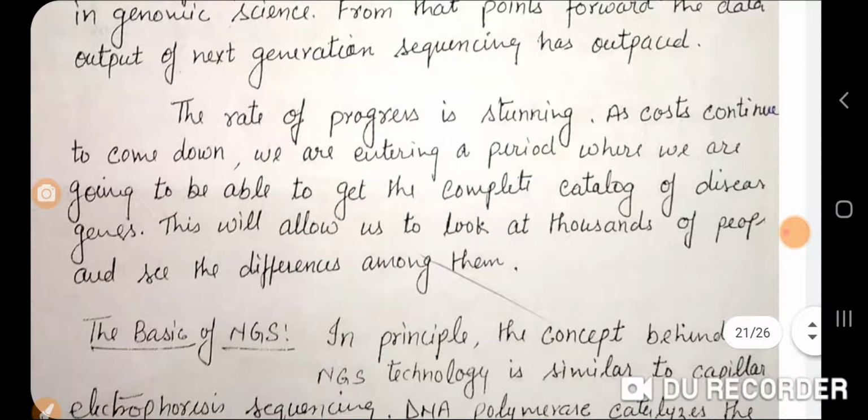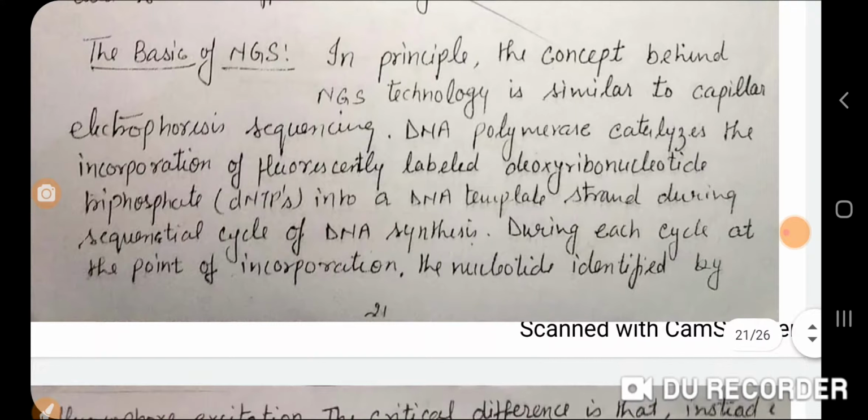So it is mentioned here, the rate of progress is stunning. As cost continues to come down, we are entering a period where we are going to be able to get the complete catalog of disease genes. This will allow us to look at thousands of people and see the differences among them. Like the US or some developed countries, they are talking about personalized medicine. We are not talking about it as of now, but with the advancement of NGS technology, one day we will surely talk about personalized medicines.